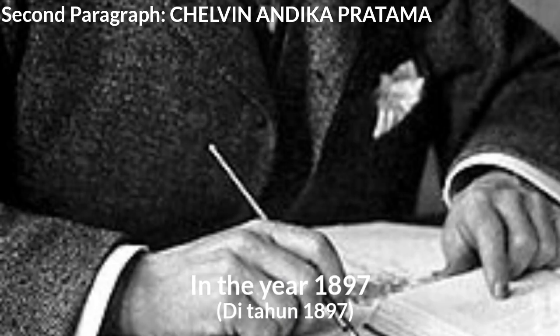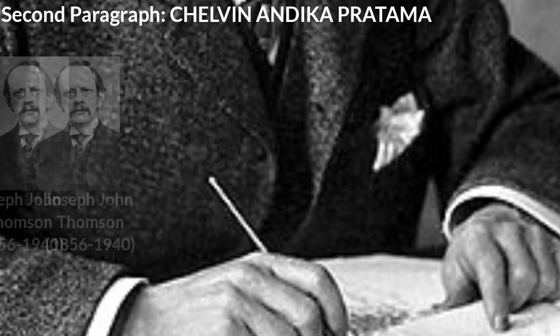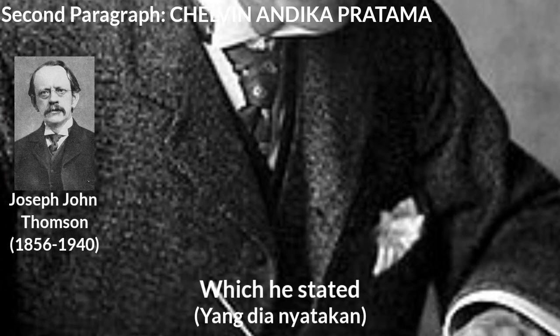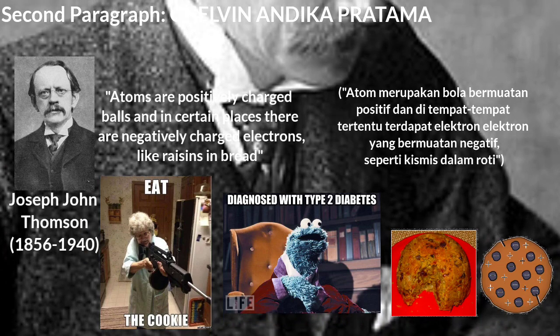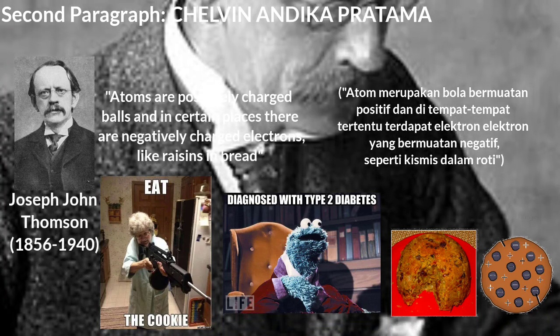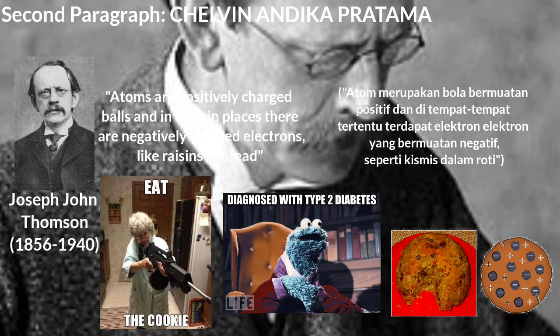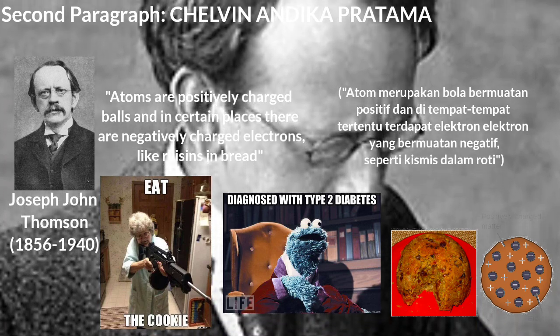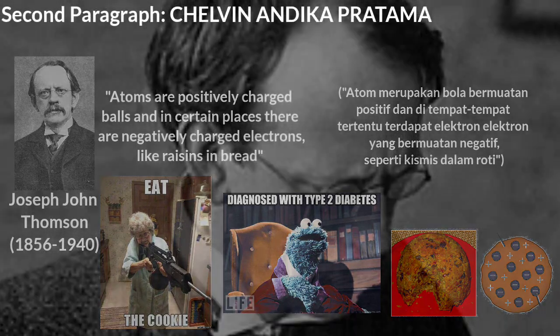In the year 1897, Joseph John Thomson also developed an atom theory, which stated that atoms are positively charged balls, and in certain places they contain negatively charged electrons, like raisins in bread.